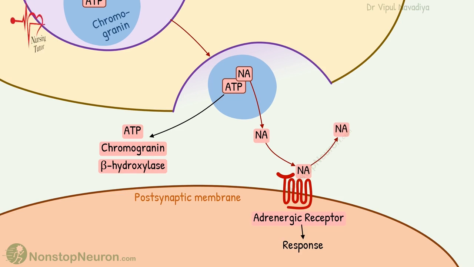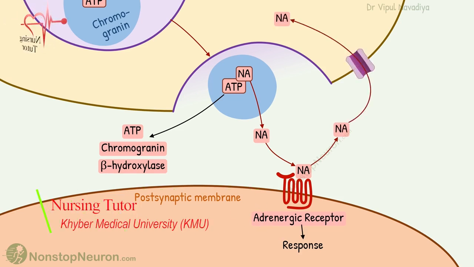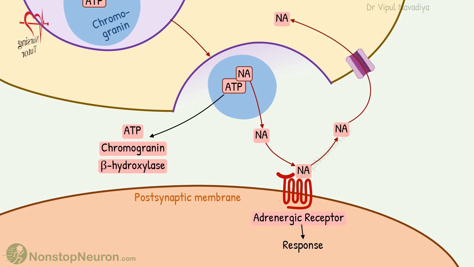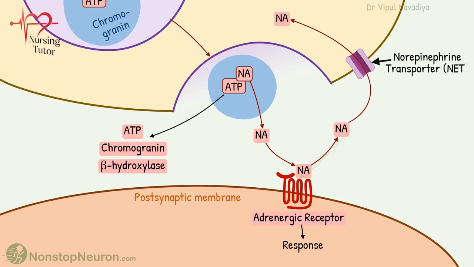Now let's see how the effect of noradrenaline is terminated. The main mechanism is reuptake in the nerve terminal. It occurs by a norepinephrine transporter on the neuronal membrane. 75 to 90% of the noradrenaline is taken up back this way.